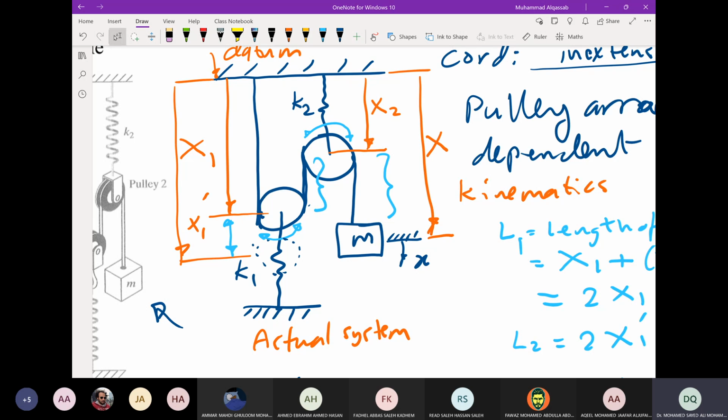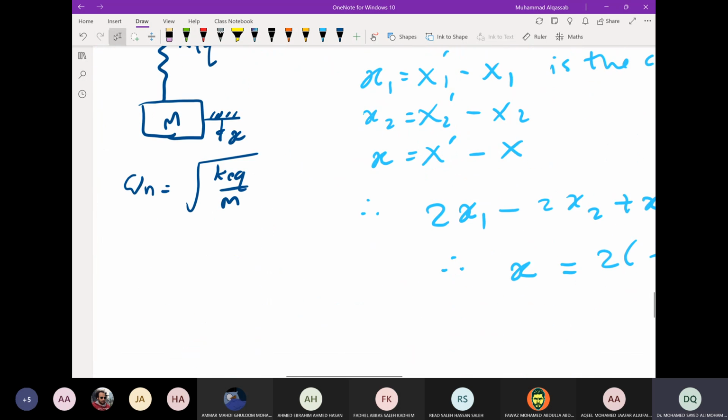Okay, so let's see the relationship between x1 and x2 and the direction of those two. If x is downward, then the pulley number 2, we name this as number 2 and this is number 1. If x is positive, it means that x2 is also positive, will go downward with the mass, and x1, or pulley 1, will go upward. So we have pulley 1 and pulley 2 are always in opposite direction. We can use that, so we can change the sign.